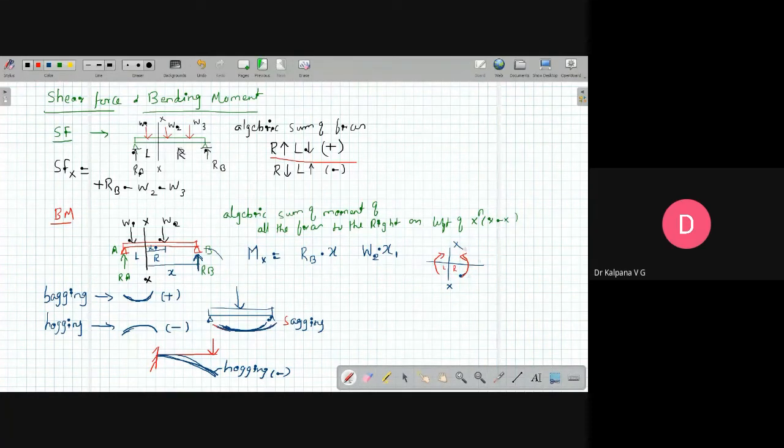To the right of the section, the moment is anti-clockwise, and to the left of the section, this will be clockwise moment, which makes the beam sagging. Yes, so when will you get sagging moment? With respect to any section, if the right of the section is subjected to anti-clockwise moment and the left of the section is subjected to clockwise moment, you will get sagging moment. Whereas hogging is the opposite way: right of the section is clockwise, left of the section is anti-clockwise, which makes the beam hogging.